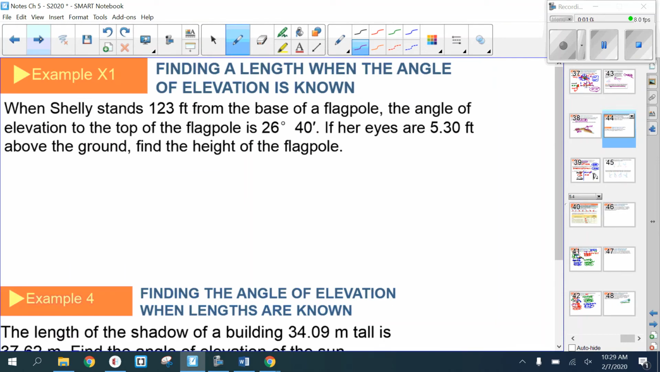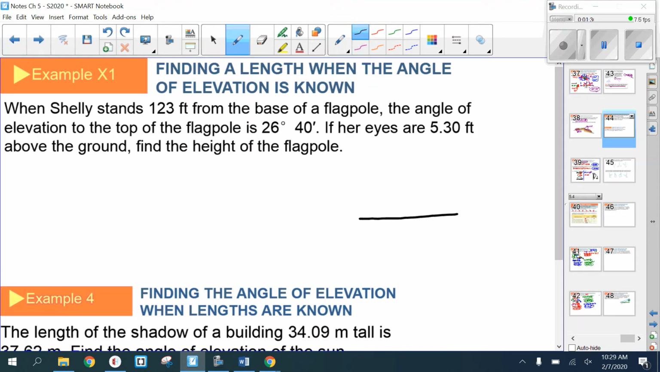All right, so here are some application problems. When Shelley stands 123 feet from the base of a flagpole, the angle of elevation to the top of the flagpole is 26 degrees 40 minutes. If her eyes are 5.3 feet above the ground, find the height of the flagpole. I really think this problem would be difficult without drawing a good picture. I'm a huge advocate of drawing a good picture here. It's going to be a right triangle.